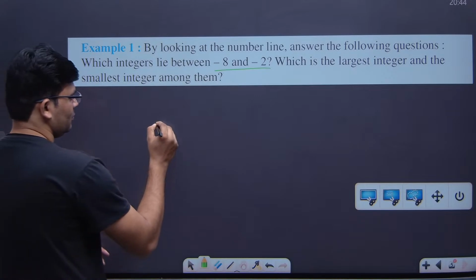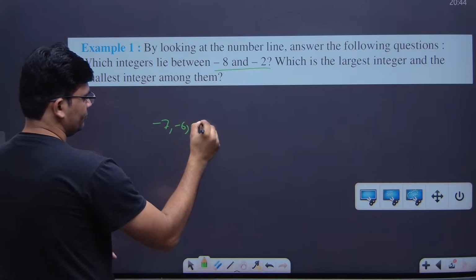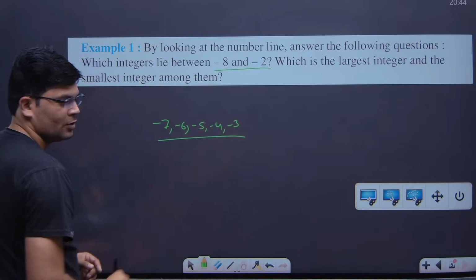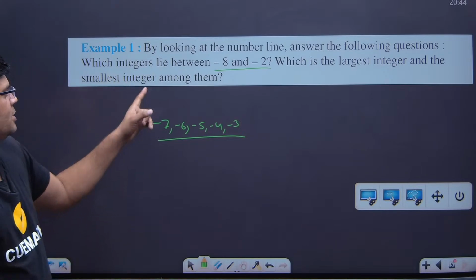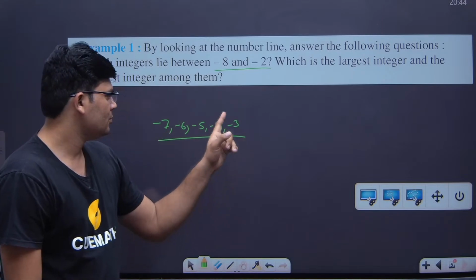-7, -6, -5, -4, and -3. Very good. Integers between -8 and -2 are -7, -6, -5, -4, -3.